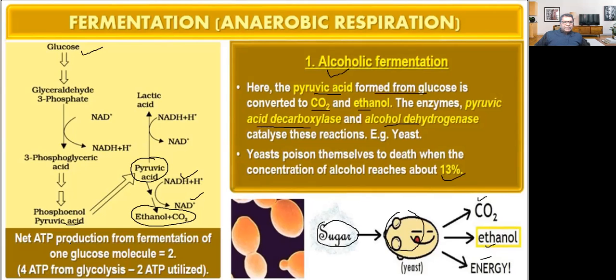So here, net ATP production for fermentation of one glucose molecule is 2: 4 ATP from glycolysis minus 2 ATP utilized. So there is a production of only 2 ATP.